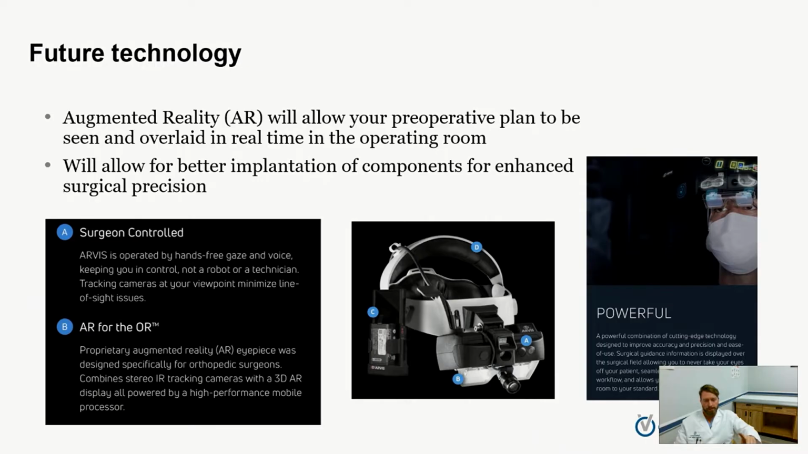When I have this headset on, I'm able to see your CT scan as I look inside your shoulder joint. So it'll give me an overlay of what I've already planned outside of the OR. So the augmented reality will help me put your components in better positions and hopefully allow you to have a better outcome after your replacement. So I think that's a very important next step in shoulder replacements.